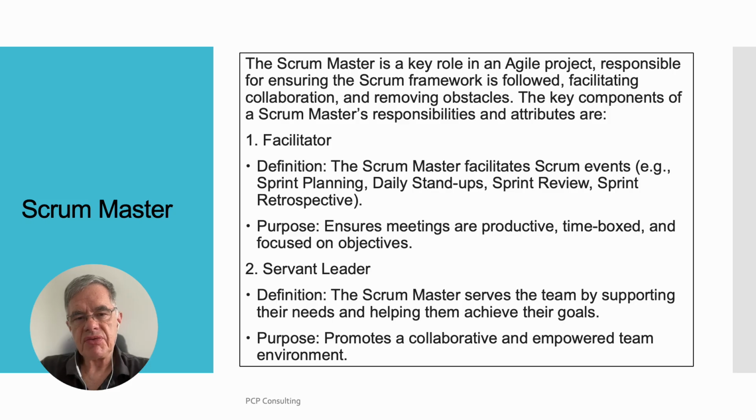The Scrum Master is a key role in an Agile project, responsible for ensuring the Scrum framework is followed, facilitating collaboration and removing obstacles. The key components of a Scrum Master's responsibilities and attributes are: Facilitator. The Scrum Master facilitates Scrum events, for example, sprint planning, daily stand-ups, sprint review, sprint retrospective. Ensures meetings are productive, time-boxed, and focused on objectives. Servant leader. The Scrum Master serves the team by supporting their needs and helping them achieve their goals. Promotes a collaborative and empowered team environment.